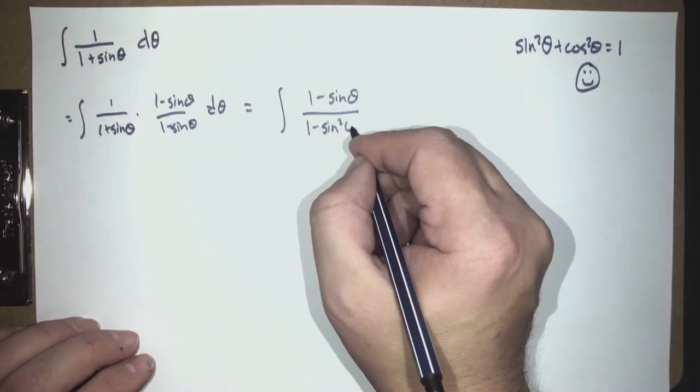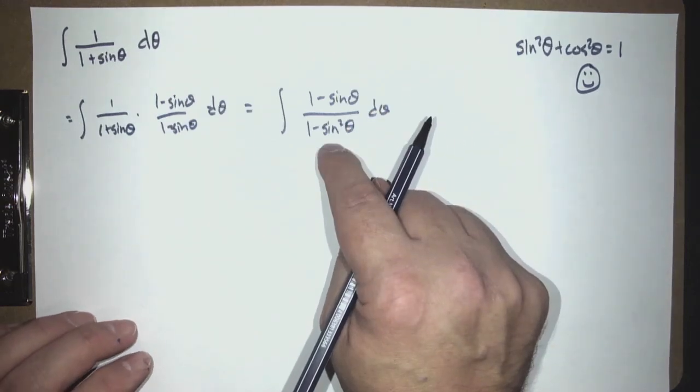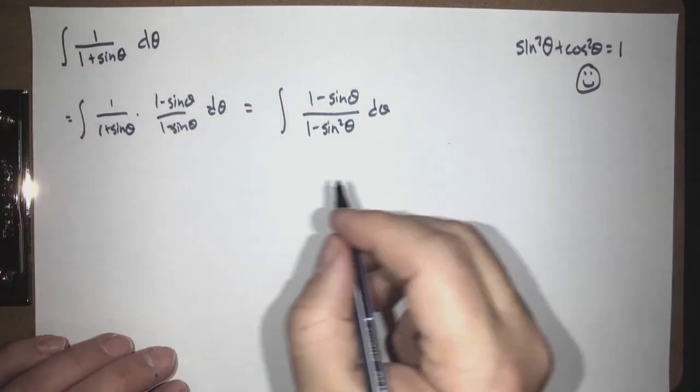Now, this one you're like, I know, factor 1 minus sine theta as 1 minus sine times 1 plus sine and cancel. Ha ha ha. No, that's getting us back to where we were. That's not making progress. That's going backwards. But is there a way to think of 1 minus sine squared? Cosine squared.